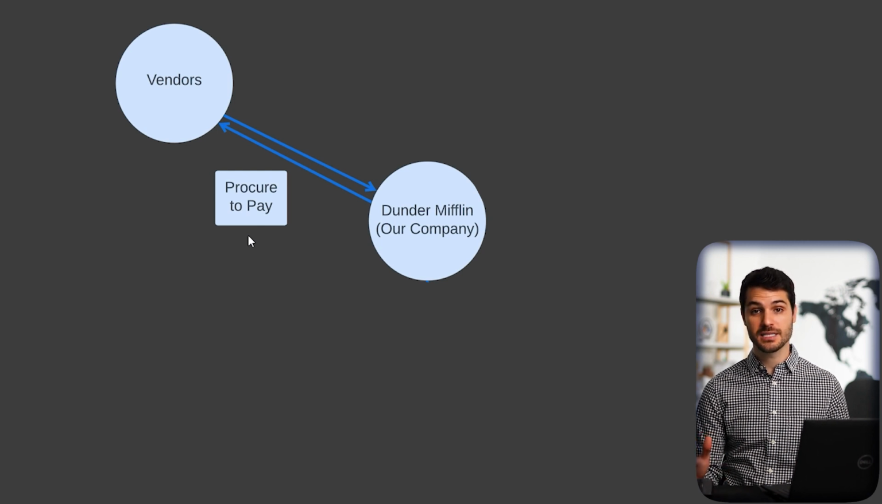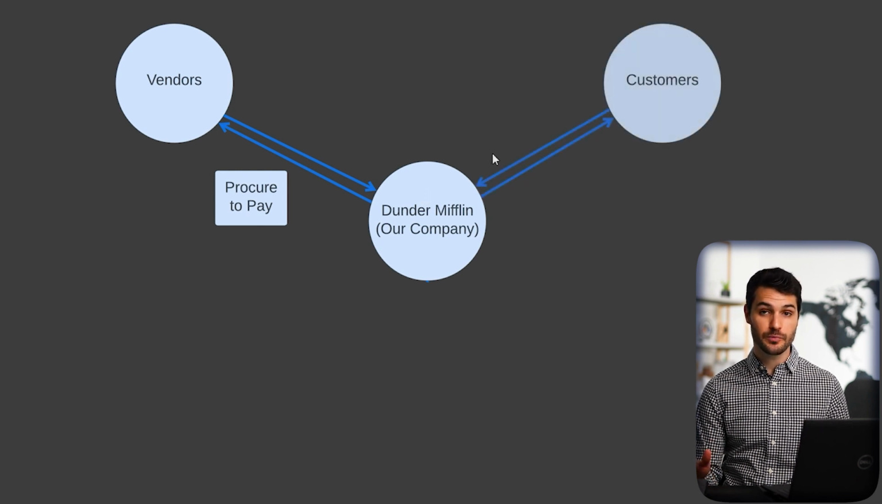The next key process flow would be giving goods or services to a customer, and then the customer giving us cash or payment. So that process flow is referred to as order to cash.